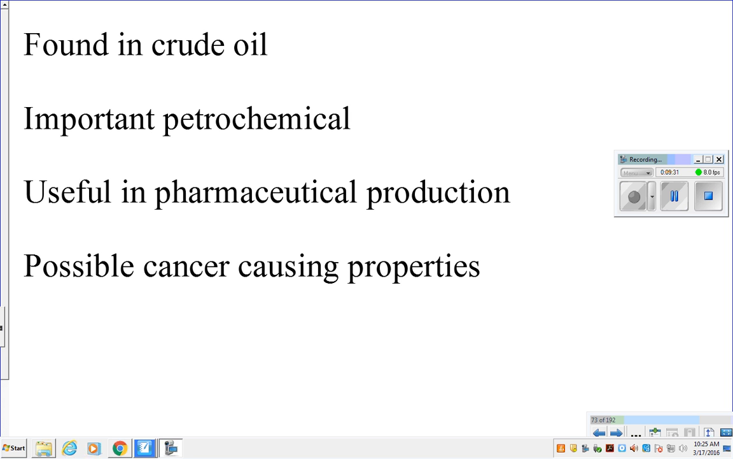You don't actually need to be able to draw a benzene molecule, but it's a nice molecule to be familiar with and to be able to at least recognize as benzene when you see it in a chemical structure.